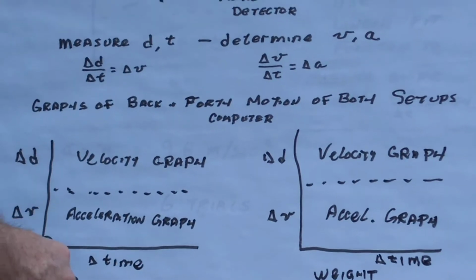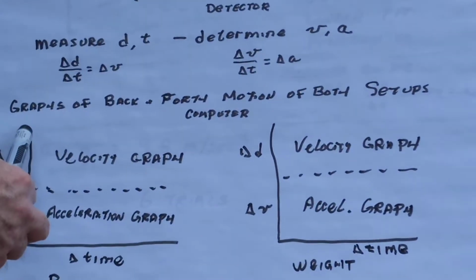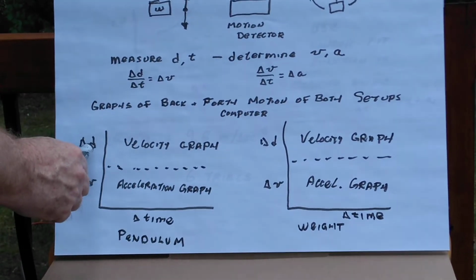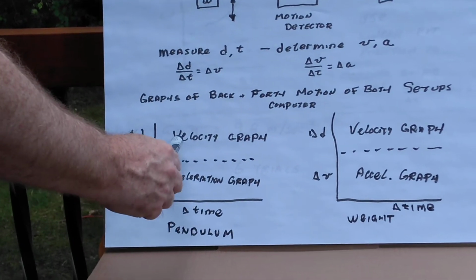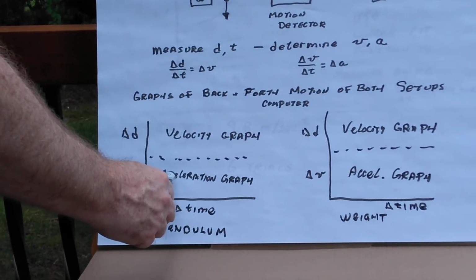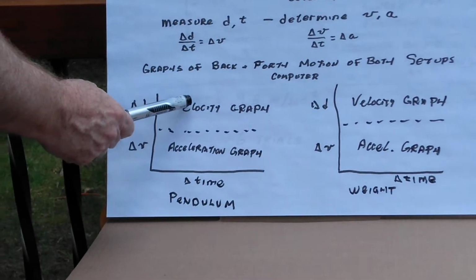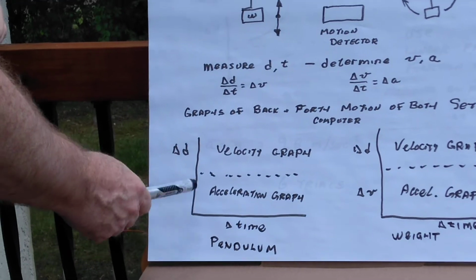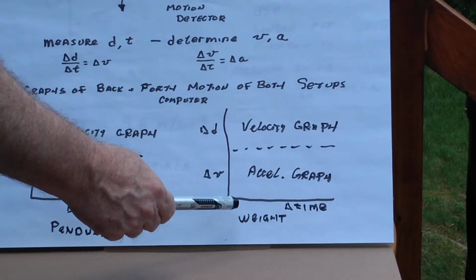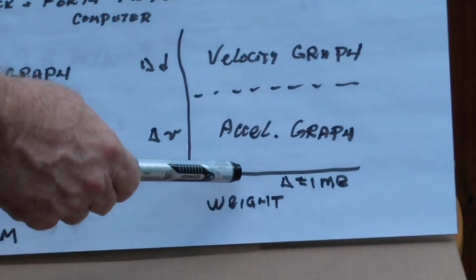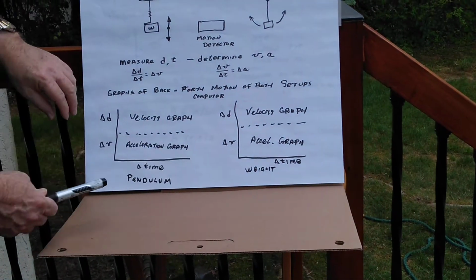And we're going to have two sets of graphs. One's for the pendulum, one's for the weight. The graphs will be on top of each other. It'll be a change in distance over change in time, and a change in velocity over change in time. And the upper graph will be the velocity graph. The lower graph will be the acceleration graph. And we'll be able to compare the graphs of velocity to the graphs of acceleration on a back and forth motion on a pendulum. And we'll do the exact same thing on the back and forth motion of a weight bobbing on a spring. So the data for this first lab is going to be these two graphs.